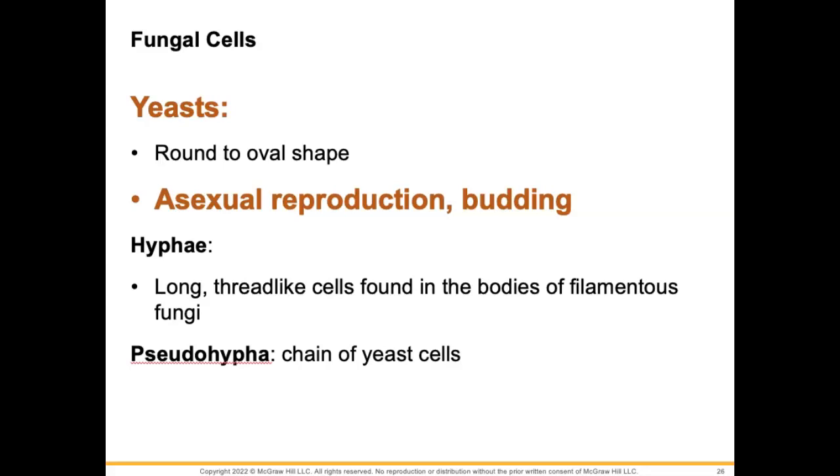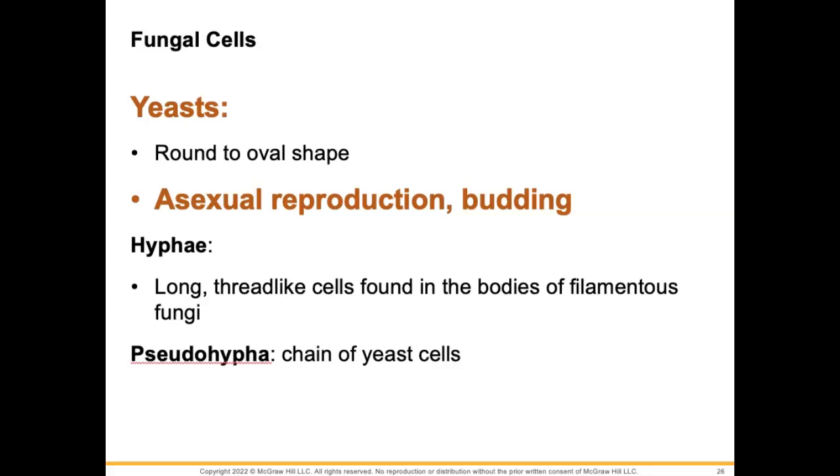Welcome to Chapter 4, Part 3, Fungal Cells. Yeasts are round to oval shape. They have asexual reproduction, and they also will bud off of each other. And I'll explain that in a picture coming up.